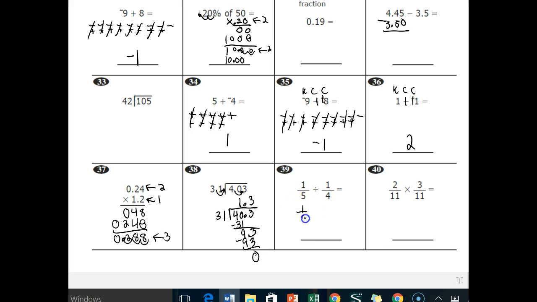39, remember to flip the second fraction and then multiply straight across. And your answer is 4, because that's what 1 times 4 is, over 5. 5 times 1 is 5. And number 40, just multiply straight across, and you should get 6 over 121.